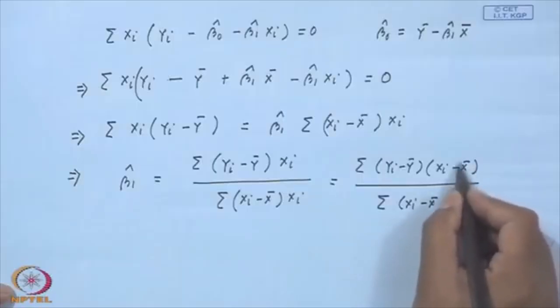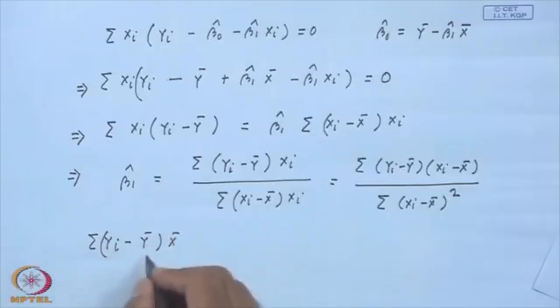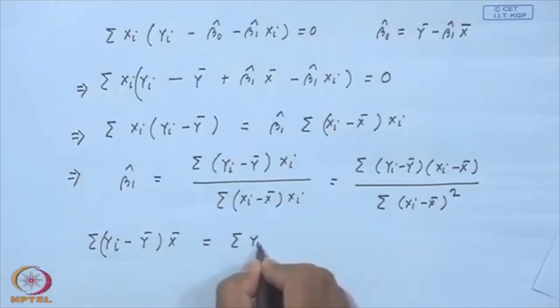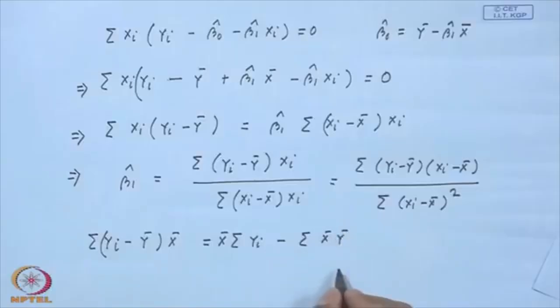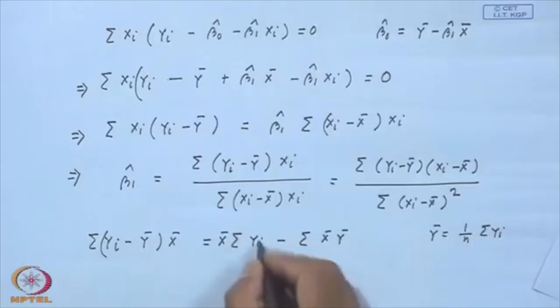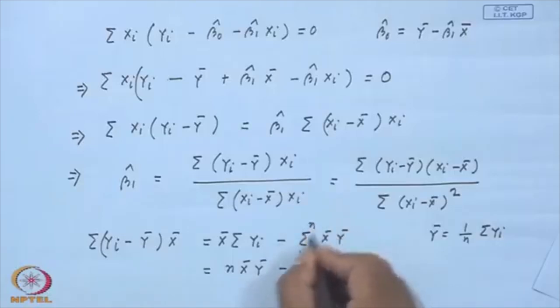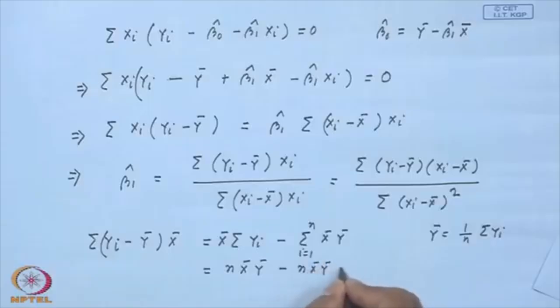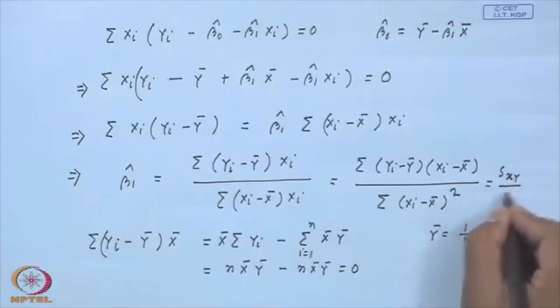So, what I have done is that I have added a term here. I can prove that the sum of y_i minus y bar into x bar is 0. Let me just prove that this is equal to sum over y_i x bar minus summation x bar y bar. And if I write y bar is equal to 1 by n summation y_i, so summation y_i can be written as n into y bar. So, that is n into x bar into y bar minus, this sum is from 1 to n and it is independent of i, so n into x bar and y bar. So, this is 0. Also, we will use the notation that this is equal to S_xy by S_xx.